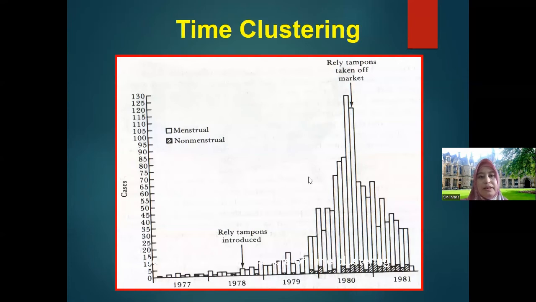So this is also an example of time clustering, menstrual and non-menstrual. This is the time when the Rely tampons were introduced, and then suddenly there's an increase of cases, and then when the Rely tampons were taken off the market, the cases decrease.